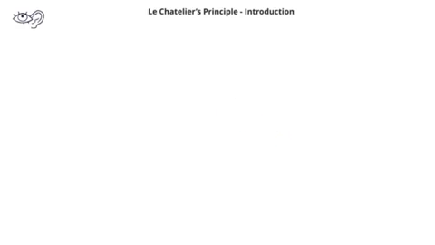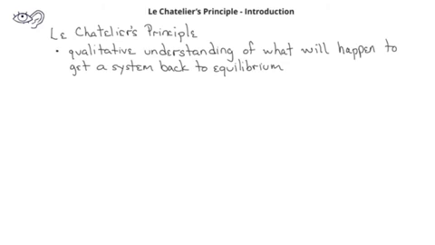In previous videos, we looked at equilibrium from a quantitative perspective, looking at the equilibrium concentrations and the equilibrium constant. We've also looked at the value of the equilibrium constant to tell us something about whether the reactants or the products are favored at equilibrium. In this video, we're going to introduce one of the most important principles in chemistry, especially related to equilibrium. That is Le Chatelier's principle.